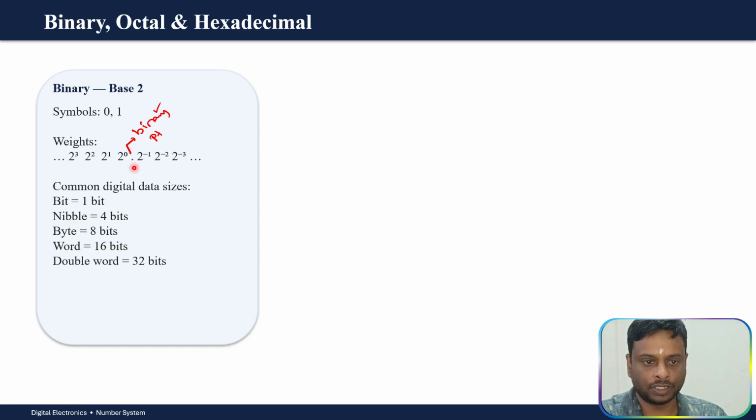So some common terms are there. Bit we can name 1 bit, nibble is your 4 bits, byte is your 8 bits, similarly word is 16 bits, and double word is your 32 bits.